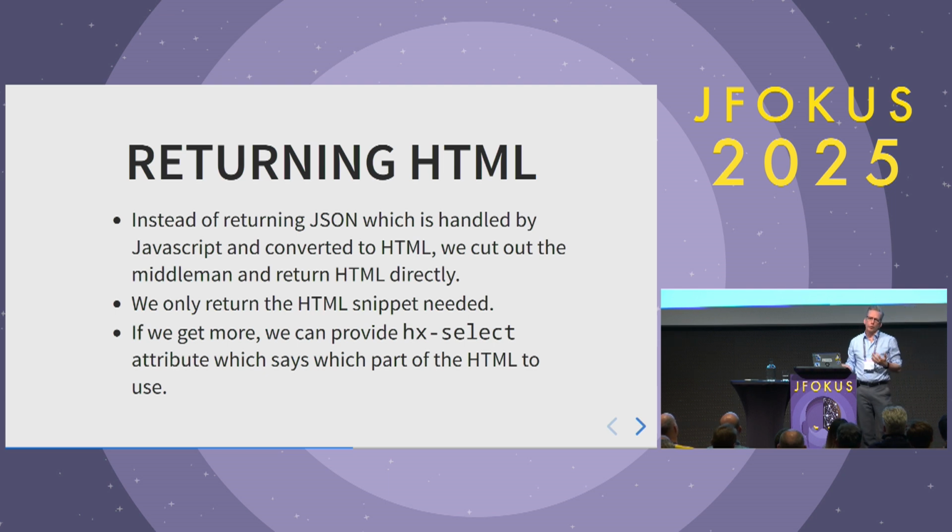But if we have a backend where we get a full page, but we just want to use something, we can say HX in the button, like in the tag we had before. We can add the attribute HX select and say whatever we get back, take this part and put it there. Discard the rest. We don't care about it.